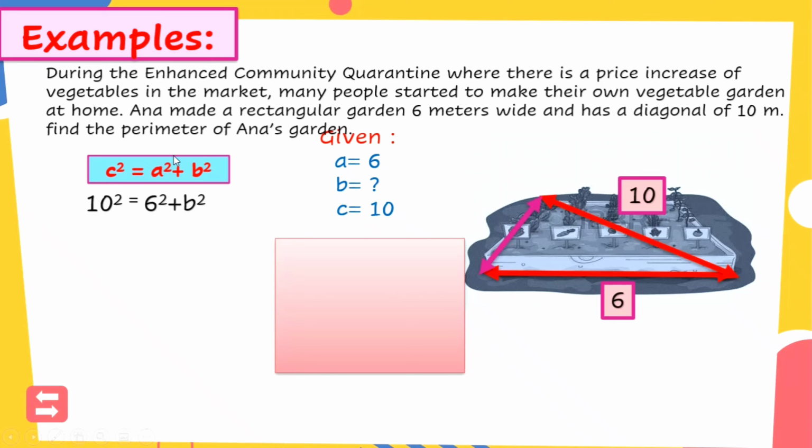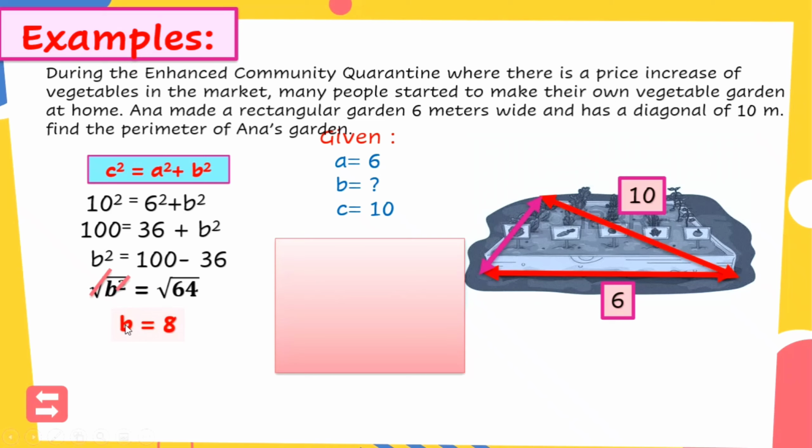So, 10 squared is equal to, yung A is 6 squared plus B squared. Yung B is unknown, kaya ilagay na lang natin B. Then, we have 10 squared, 100. 6 squared is 36. And i-minus natin yung 36 sa 100 para makuha natin yung B. So, 100 minus 36 is 64. Then, get the square root of both sides para makancel yung square dito sa B. Makukuha na natin ngayon ang B. Square root of 64 is 8. Therefore, our B is 8. So, ang sukat or yung length ng ating garden is 8 by 6.